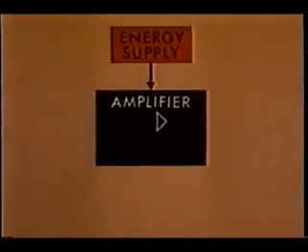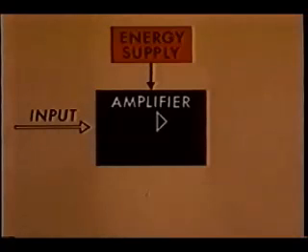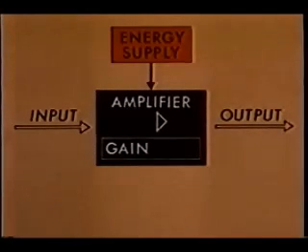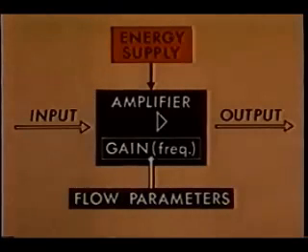This amplifier takes its energy from the airstream. The amplifier input is any disturbance that happens to come along. This could be upstream turbulence, noise, or an intentional disturbance we put in. The output is damped or amplified waves. When the amplification ratio, the gain, exceeds unity, we have instability. The amplifier gain varies with frequency and also depends upon flow parameters.